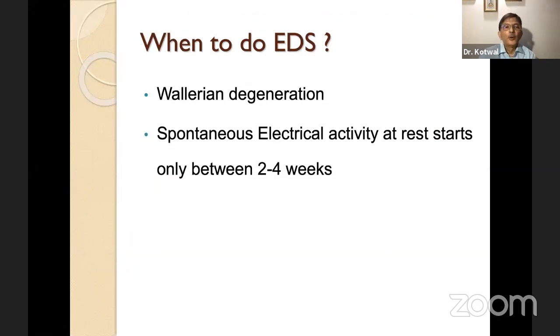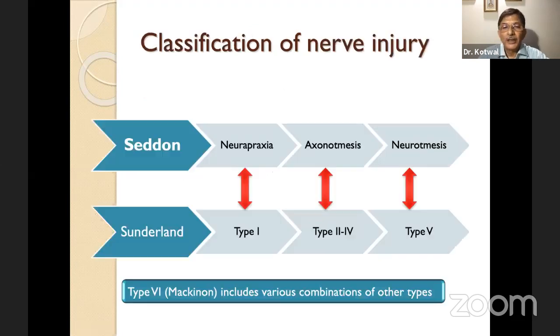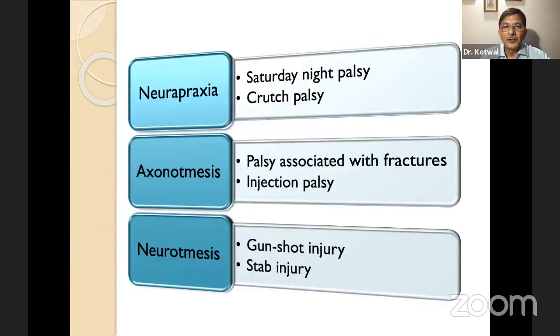and this helps you to take a decision. So when to operate? Initially, there is Wallerian degeneration, and then the electrical activity starts only between 2 to 4 weeks, and therefore the electrodiagnostic studies should only be done after 3 weeks. You should never do an EMG or an NCV that soon after the injury. It will be pointless. Then the various types of nerve injuries have already been talked about.